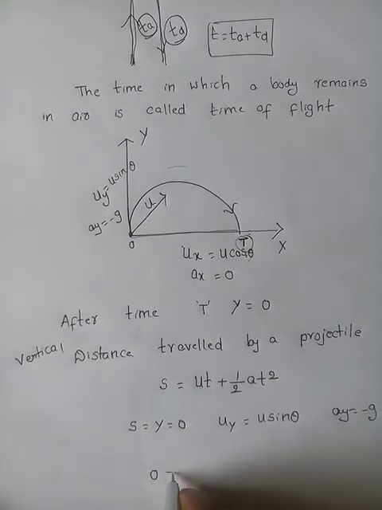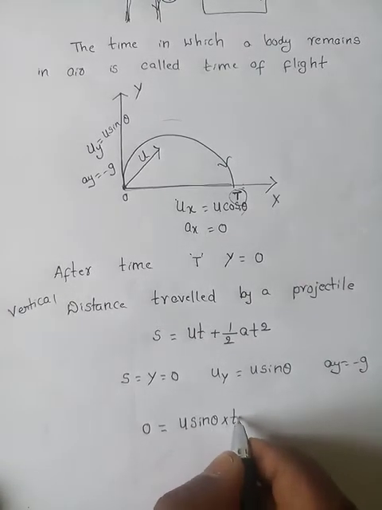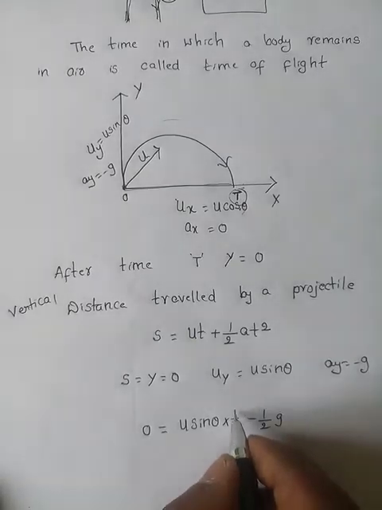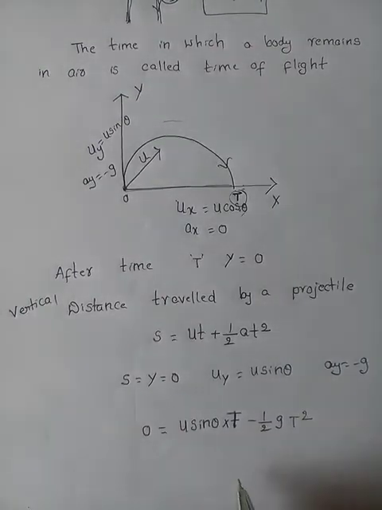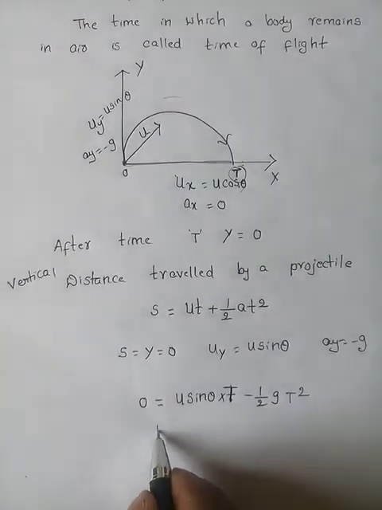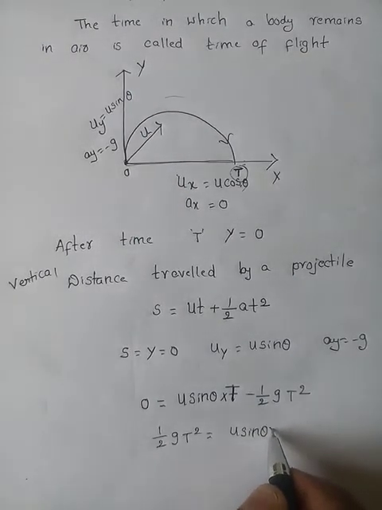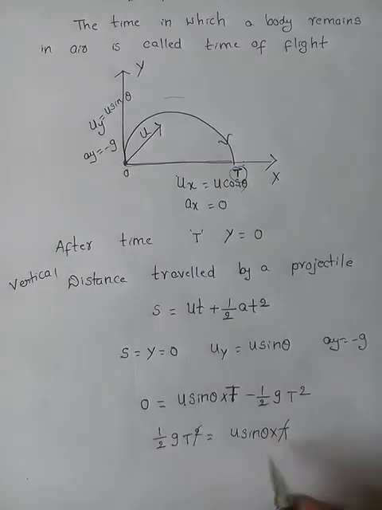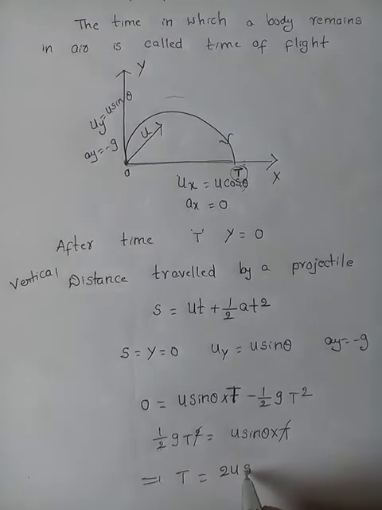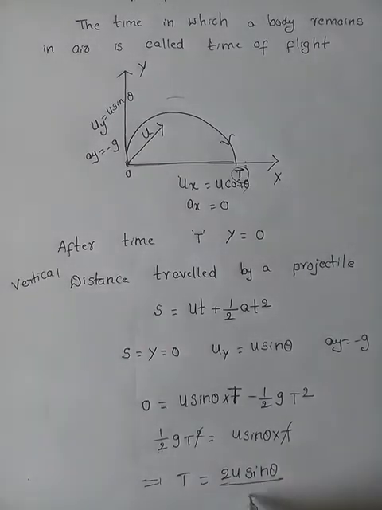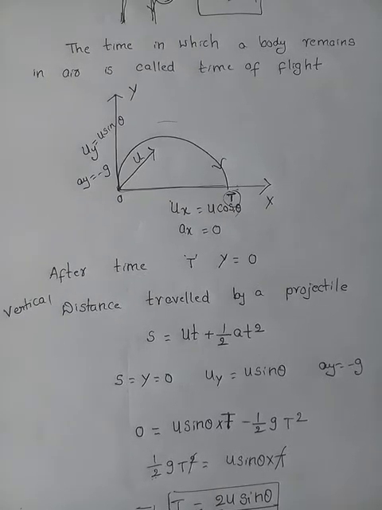Substitute the same things: 0 equals uy, u sin theta, into t minus half g t square. Sorry, this is capital T because we consider time of flight only. So half g T square is equal to u sin theta into T. T cancels, send 2 here, it becomes 2u sin theta. Send g here, what becomes 2u sin theta by g. So this is the expression for time of flight.